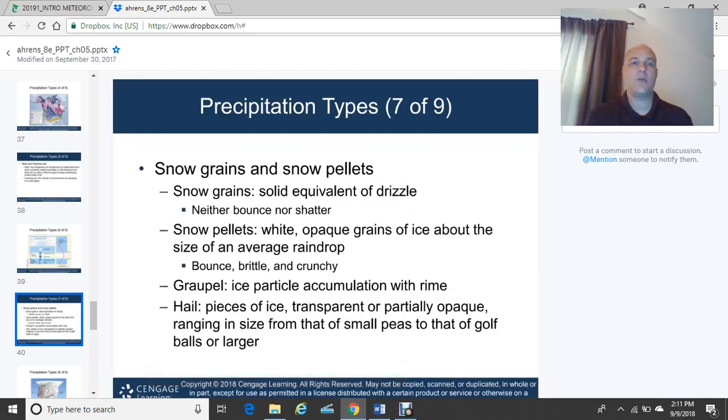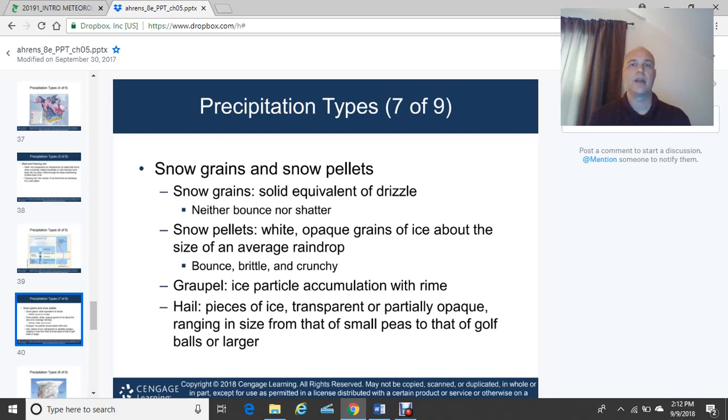All right. Now we'll move on to a topic of more precipitation types, and we're going to talk about snow grains and snow pellets. Snow grains are the solid equivalent of drizzle, so they're very small in diameter. They neither bounce nor shatter once they fall and hit the ground. Snow pellets are white, opaque grains of ice about the size of an average raindrop, a little bit bigger than snow grains, and they bounce, they're brittle, and they're crunchy when you step on them. And then graupel is ice particle accumulation with rime.